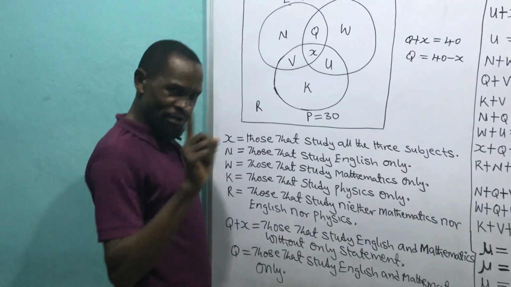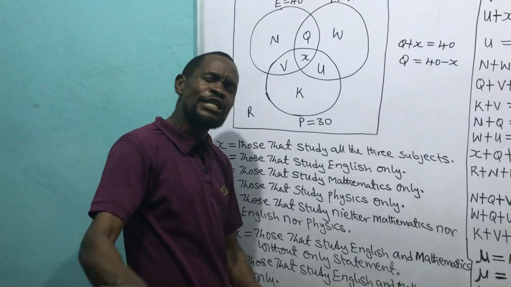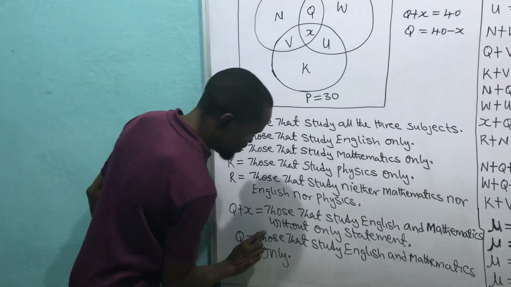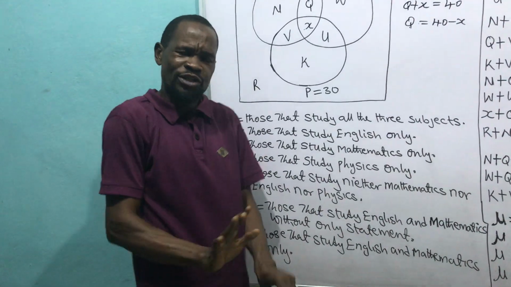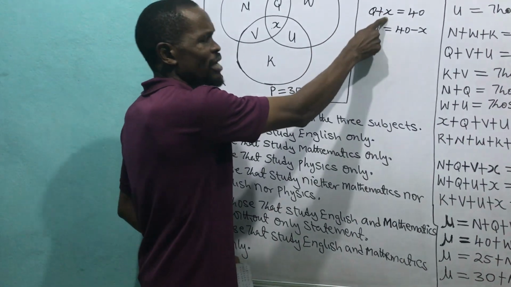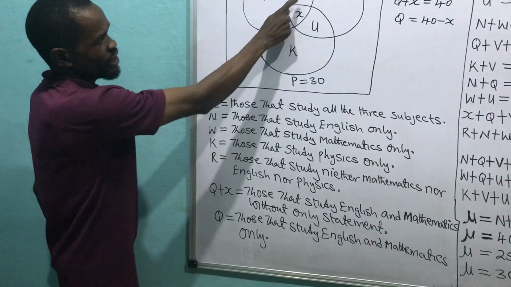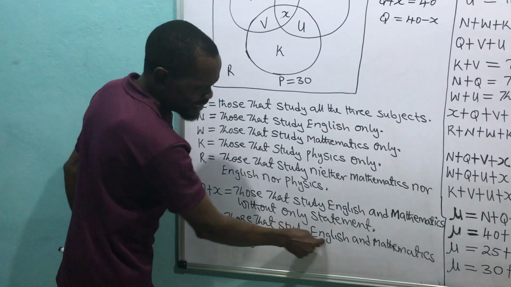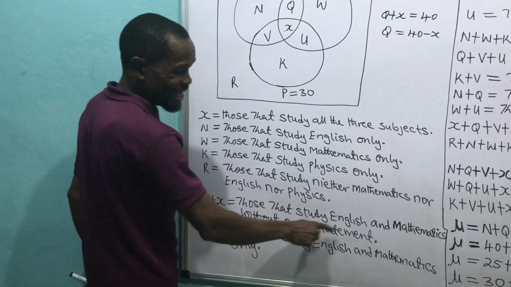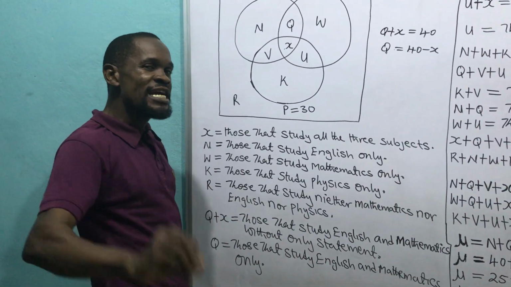Understood? Clear? I'm repeating it again. I said Q plus X are those that study mathematics and English without only statement. That's what I put here. And I just said 20 study English and mathematics. Immediately I mentioned that, I'm talking about Q plus X equals 20. Again, Q, which is this, I said those that study English and mathematics only, while Q plus X are those that study English and mathematics without only statement. I think you have understood what I mean by without only statement.